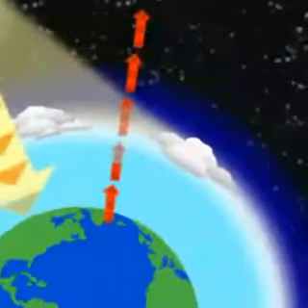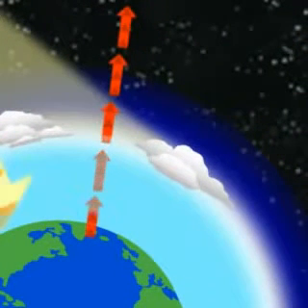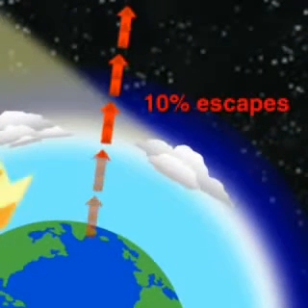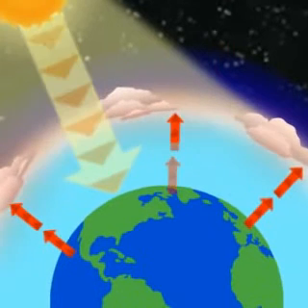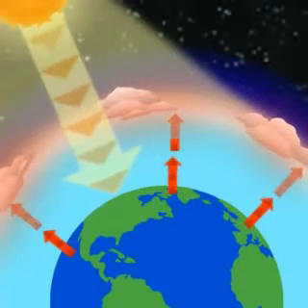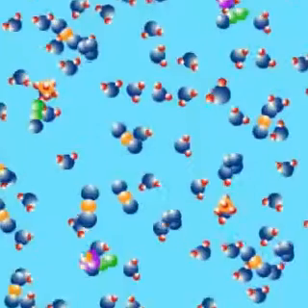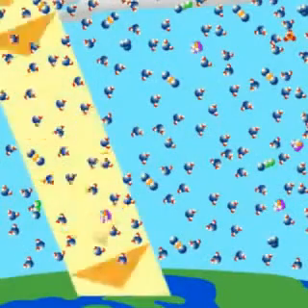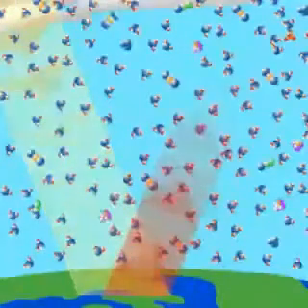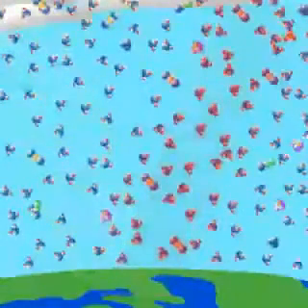Although the surface of the Earth does emit long-wave radiation, only about 10% of this radiation passes through the atmosphere and escapes into space. The rest is absorbed by clouds and by greenhouse gases in the atmosphere. There are many greenhouse gases, but the most abundant greenhouse gases are water vapor and carbon dioxide. Short-wave radiation from the sun passes through greenhouse gases, but long-wave radiation is absorbed by them.